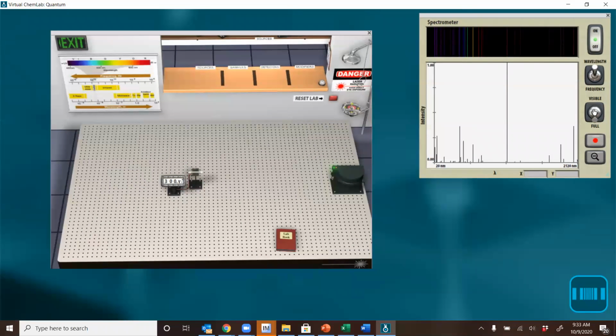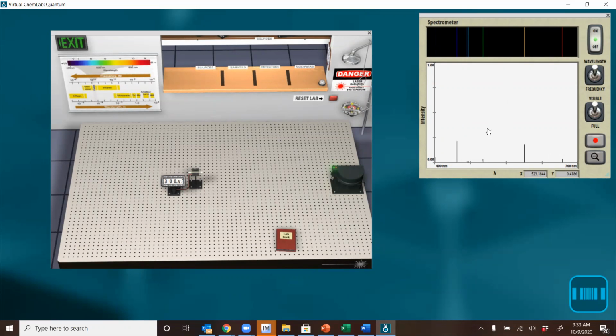So there's the full emission spectrum. Note that a lot of these lines are not in the visible region. Remember, these are wavelengths all the way from 20 to 2120 nanometers. The peaks that we can actually see are the ones between 400 and 700 nanometers. So when I switch my spectrum over to the visible part, that's where you can see those.